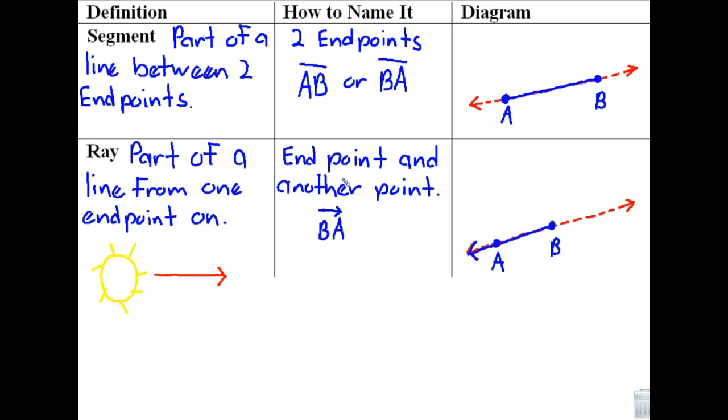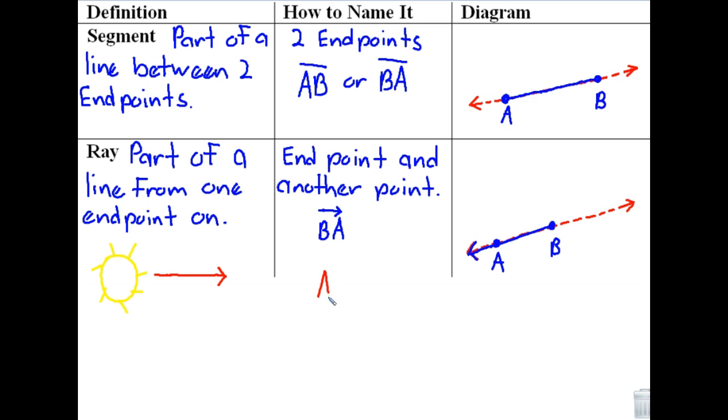To name a ray, we use the endpoint and another point. So this ray here, I'll say it's ray BA. I always start with the endpoint, and the ray symbol always goes from left to right, even though this arrow here is going from right to left. With a ray, I cannot change up the order here.